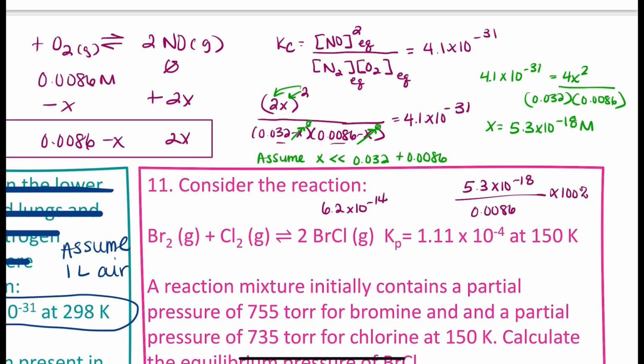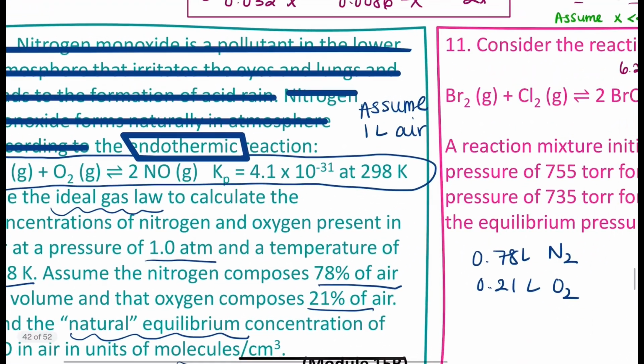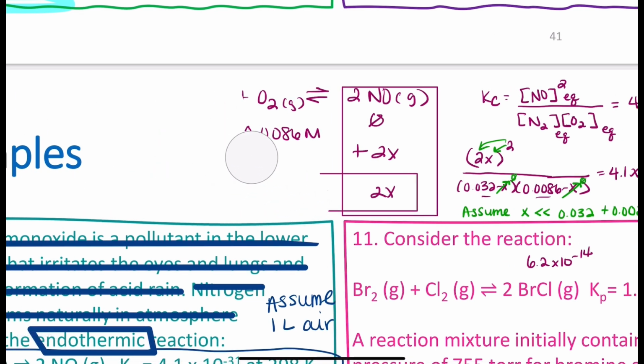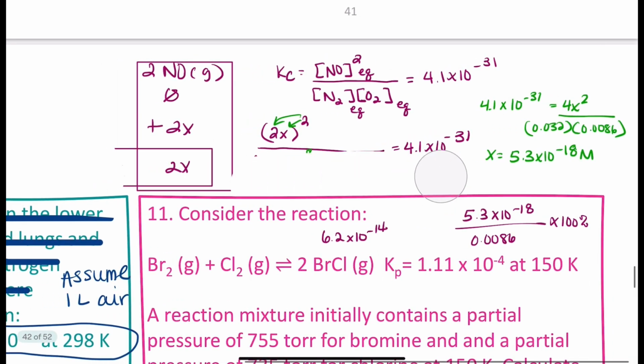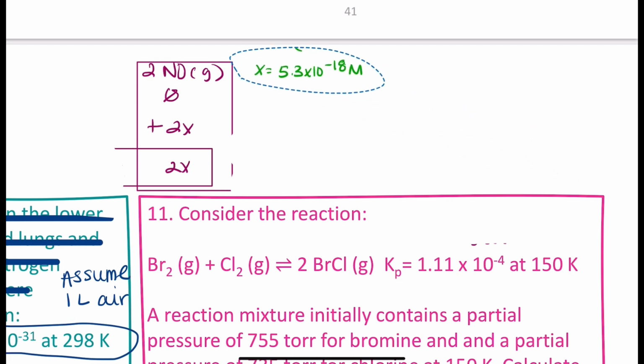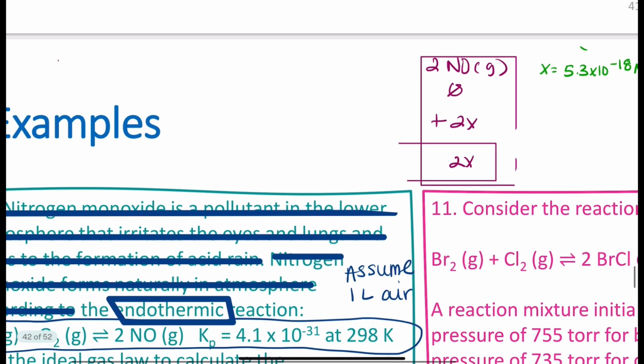Okay, I know what x is, and what I'm trying to find is the concentration of NO in the air in units of molecules per centimeter cubed. So I know at equilibrium, NO is equal to 2x. I'm going to erase parts of this. I really need board space here. So I know that my concentration of NO, my molarity, is equal to 2 times 5.3 times 10 to the negative 18 molar, which is equal to 1.1 times 10 to the minus 17 molar.